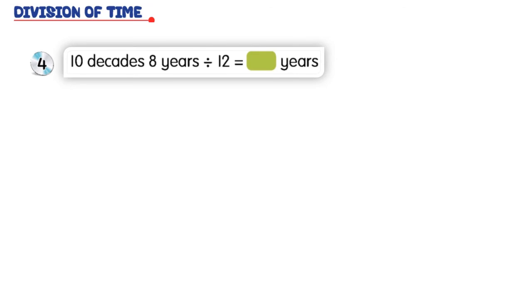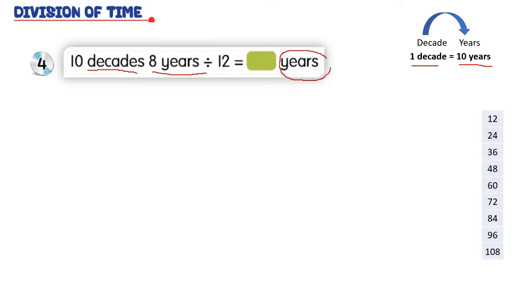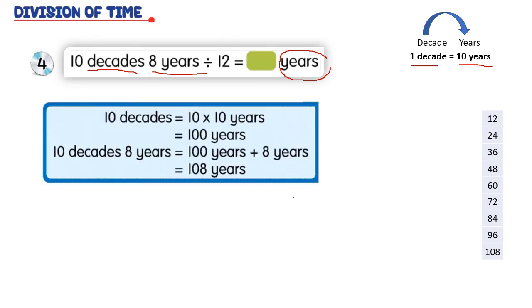Now look at example number 4 here. 10 decades 8 years divided by 12. Okay, now it is involving decades and years. Must remember 1 decade is equal to 10 years. Okay, but the answer here is in years. So you have to convert decades to years.